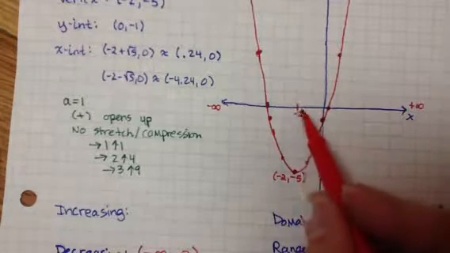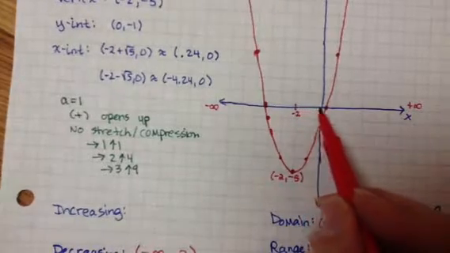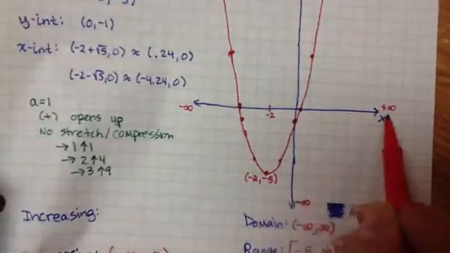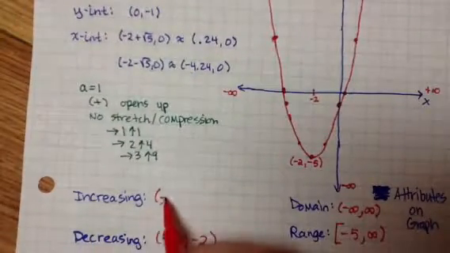So then at negative 2, it turns around and starts increasing. So it's increasing from negative 2 all the way over to infinity. So it's increasing from negative 2 to infinity.